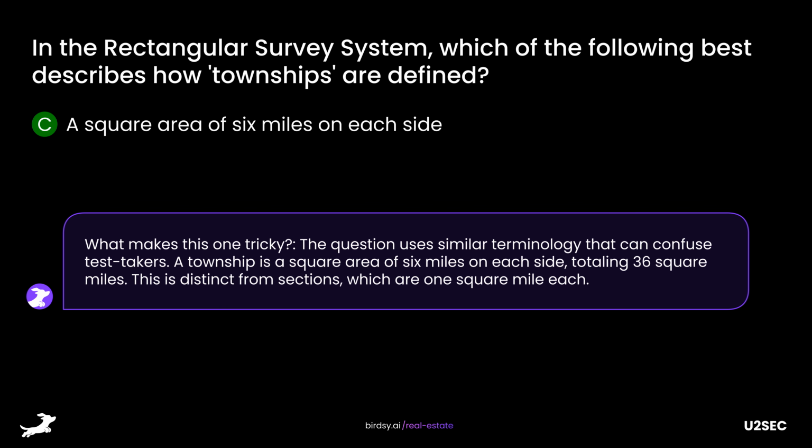What makes this one tricky? The question uses similar terminology that can confuse test takers. A township is a square area of 6 miles on each side, totaling 36 square miles. This is distinct from sections, which are 1 square mile each.